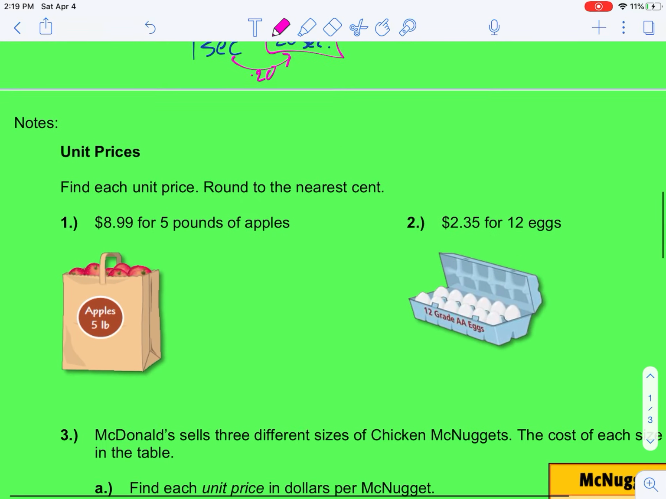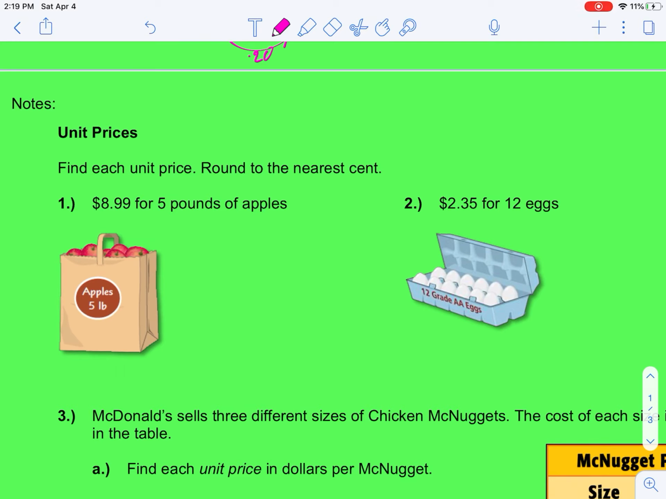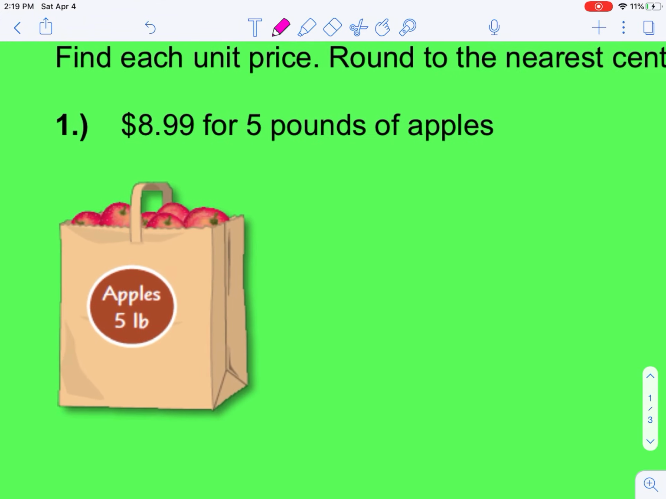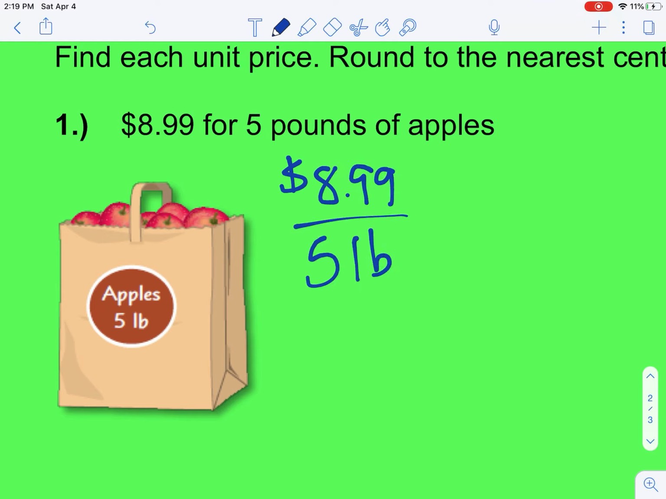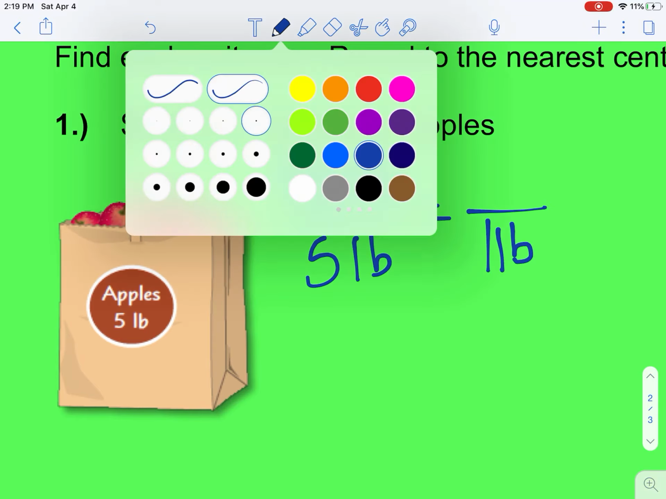All right, unit prices. So what a unit price is the same thing as a unit rate. So instead of figuring out how much 5 pounds is, we want to know how much 1 pound is. Okay. So number 1 says $8.99 for 5 pounds of apples. And money's always going to go on the top. So I have $8.99 for 5 pounds. But I want to know how much it costs for 1 pound. So all I'm going to do is divide.